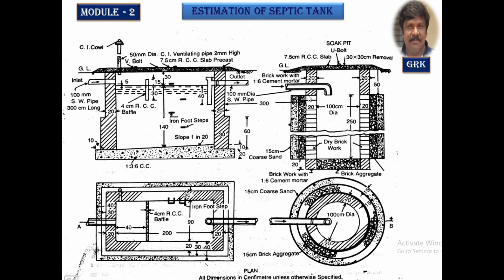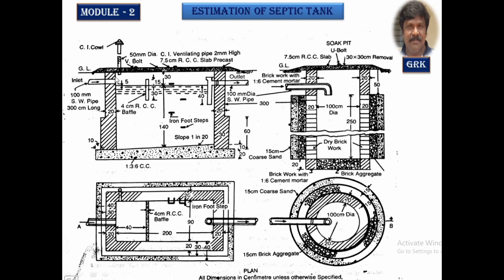Now if you look at the cross section of the soak pit, you have second class brickwork at the top as well as at the bottom with a cement mortar of 1:6. In between, it is connected by dry bricks without any mortar joint, simply placed one over the other. Around that you have brick aggregate of around 15 centimeter thick, and around that brick aggregate we have coarse aggregate, which is also 15 centimeter thickness.